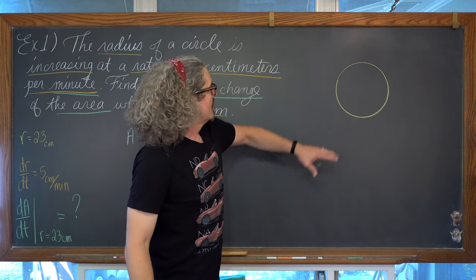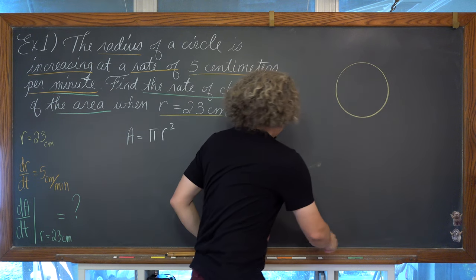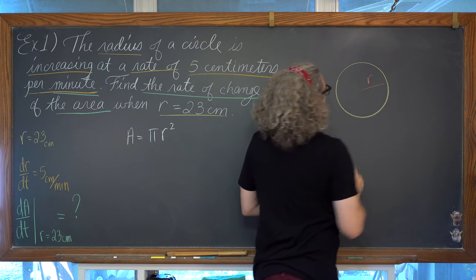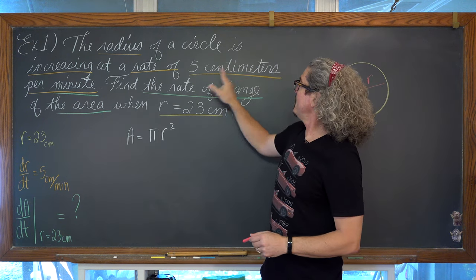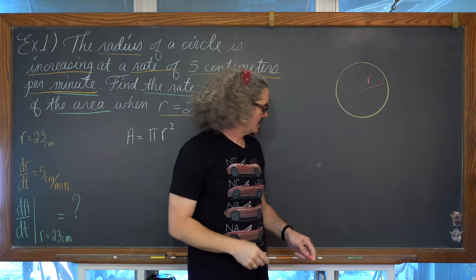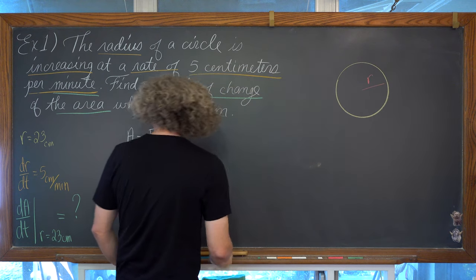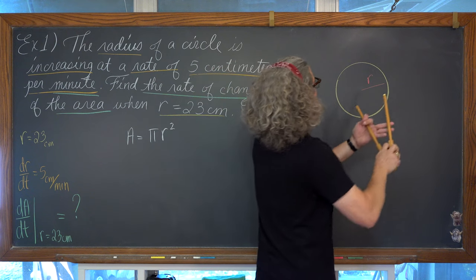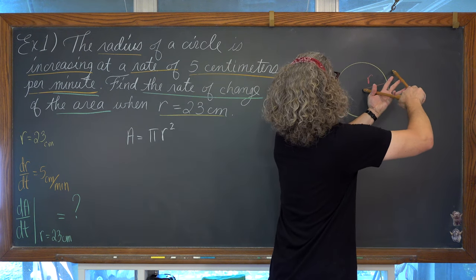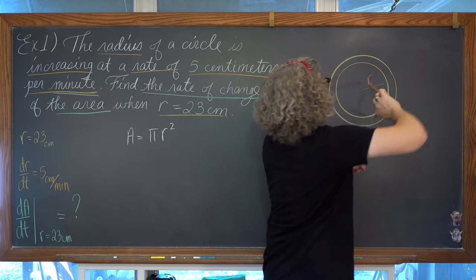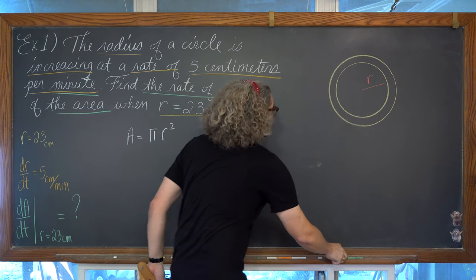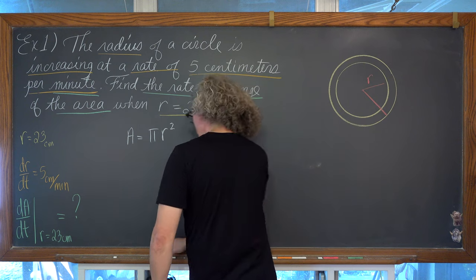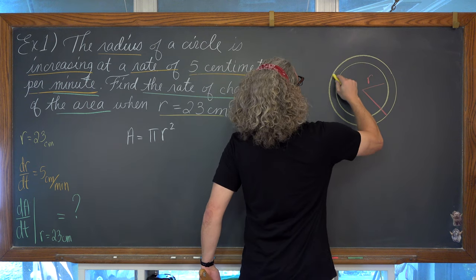Well, we have a circle with a radius that is growing by 5 centimeters per minute. So if I pick some random length, even though we're going to pretend like it's 5 centimeters, if I make that radius a little bit larger, I'm going to have area, which is larger by whatever this value is.